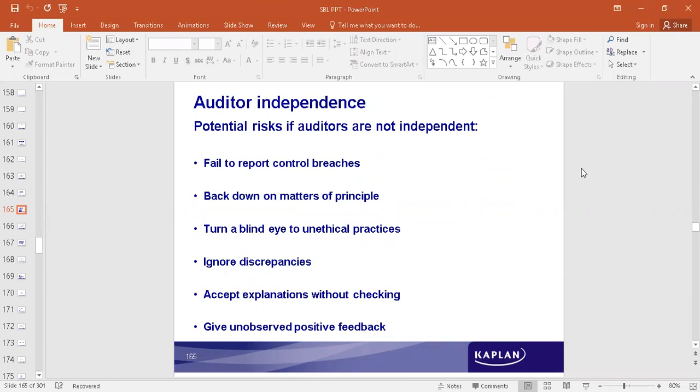What are the factors affecting internal audit? Then we understood the auditor's independence. Only when the auditor has that independence would he be able to take a decision which is unbiased. Otherwise, that can have certain risks or problems. The potential risk areas, if auditors are not independent: definitely they would not report any kind of breach happening, or they would be silent in matters where there are discrepancies and issues which have to be brought to the notice of the strategic management. They would not be doing so. Just like that, they may be giving positive feedback.